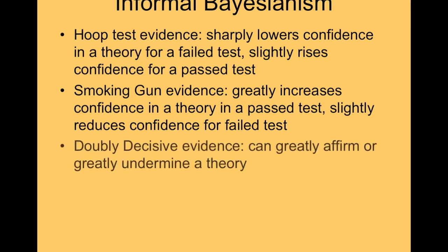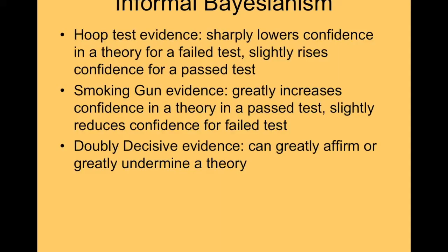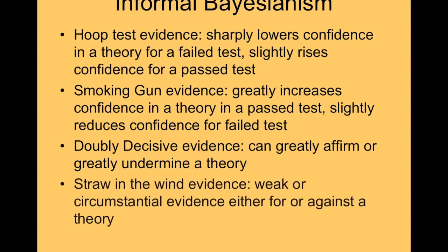A doubly decisive test is powerful in both directions. No matter what the evidence is, it will strongly discriminate between alternative explanations. So Steve Van Evera mentions this is like a bank video camera that catches the face of the bank robber. It tells you it is that person, it is not anybody else. And then finally we have straw in the wind evidence, which is sort of weak evidence. It might slightly tilt you toward one explanation or the other, but it's not very powerful evidence.